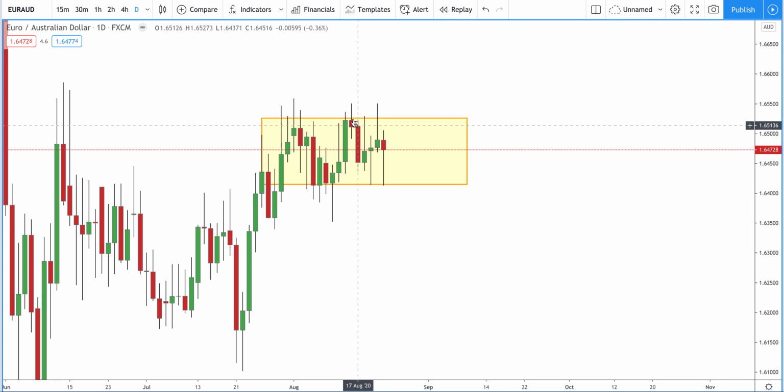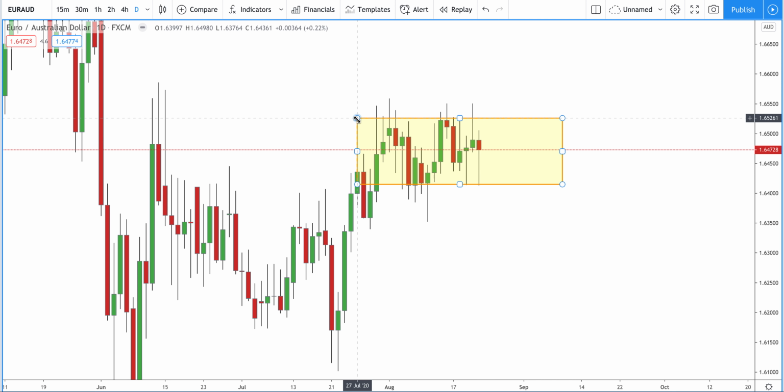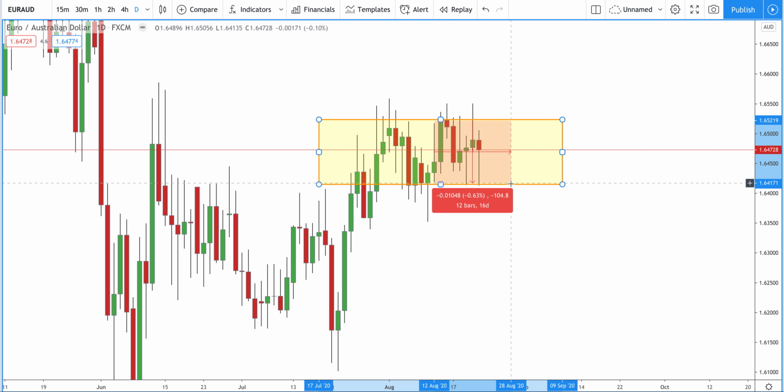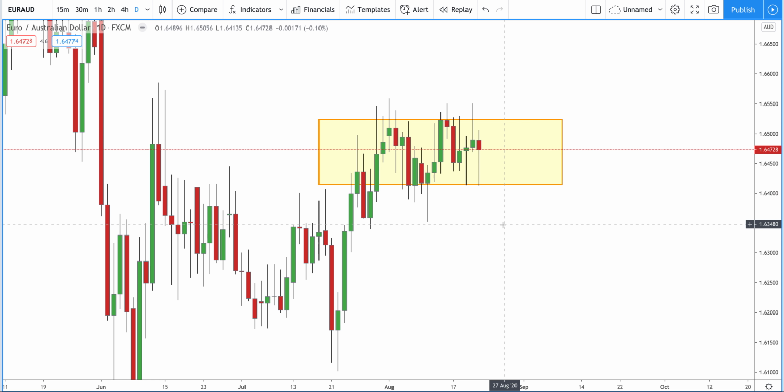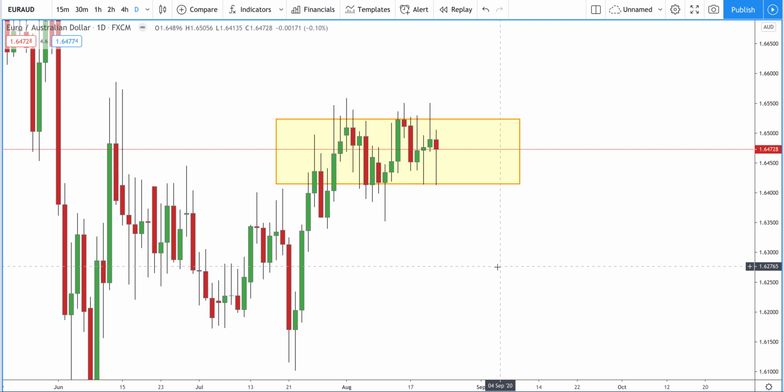1, 2, 3, 4, 5, 6, 7, 8, 9, 10, 11, 12, 13, 14, 17, 18 days stuck within this range. If you take the main body of these candles here on the daily, we're moving between 100 pips for, what did I say, 19 days. This is usually quite a highly volatile pair, Euro AED, but you can see here that this is what you're up against at the moment.